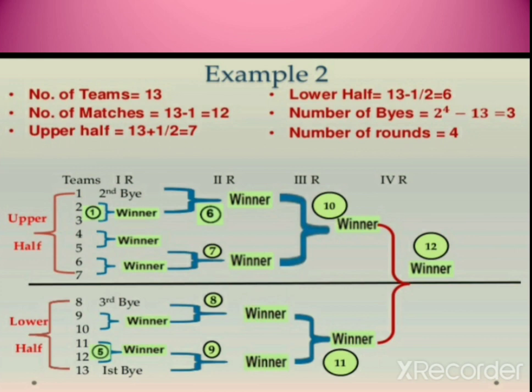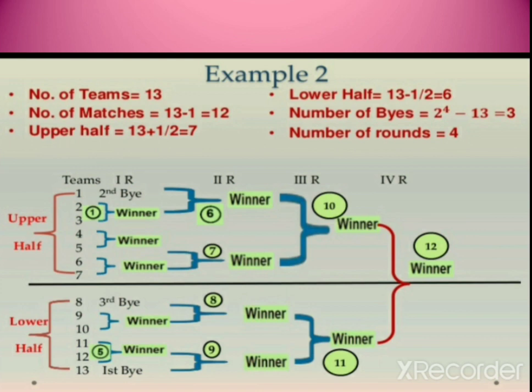So the 9th match will be played by the winner of 11 versus 12 and the number 13 team. So 9 matches are there. Then the winner of match 6 and match 7 will play in match number 10. The winner of match number 8 and 9 will play in match number 11. And then the winner of match number 10 and match number 11 will play in the final match, that is match number 12. So the total number of matches is 12 here.